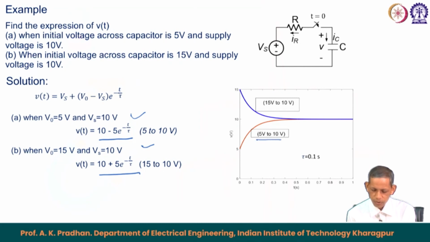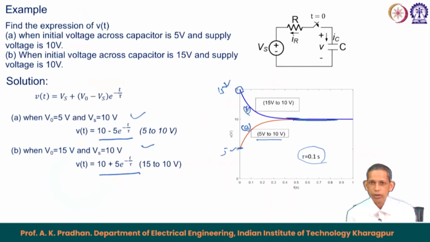This is for 5 volt to 10 volt, and this plot is for tau equals 0.1 second. For the plot, I have considered tau, that is RC, to be equal to 0.1 second. The other one comes from 15 volt and settles at 10 volt. So, these are the two plots, as you can see. This is for case A, and this is for case B.